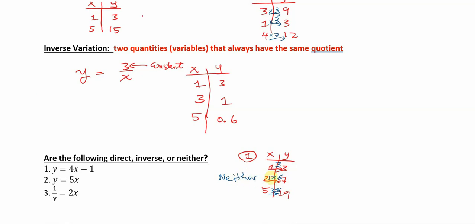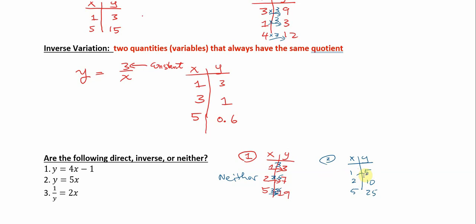Because the two variables, they are not the same multiple. If you look at number 2, though, well, they are. This is a direct variation. It is a direct variation because we can put in some numbers. We can see that 1 for x gives you 5 for y, 2 for x gives you 10 for y, 5 for x gives you 25 for y.